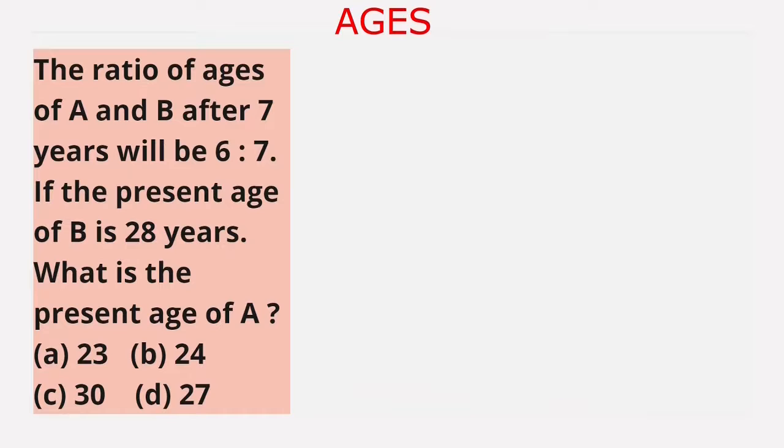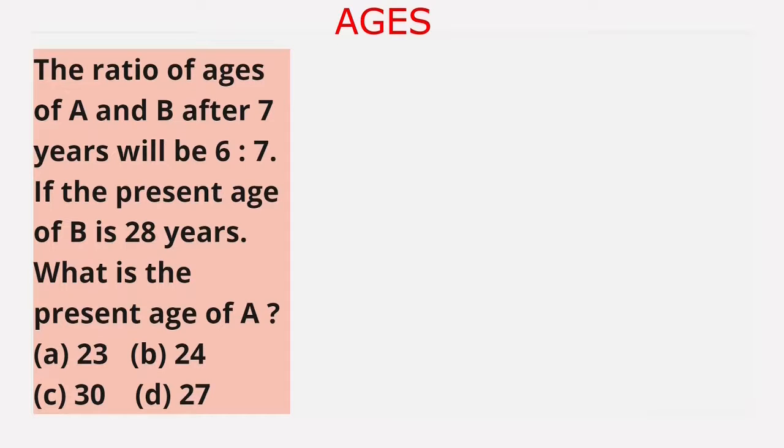We can solve this question orally by 2 methods. One is from the given options. The given ratio is of after 7 years. So what we have to do, we have to add 7 to the given options, and after adding 7, the option must be divisible by 6, as the ratio of A and B is 6:7, and it is asked the age of A. So A is 6. So the given option must be divisible by 6.